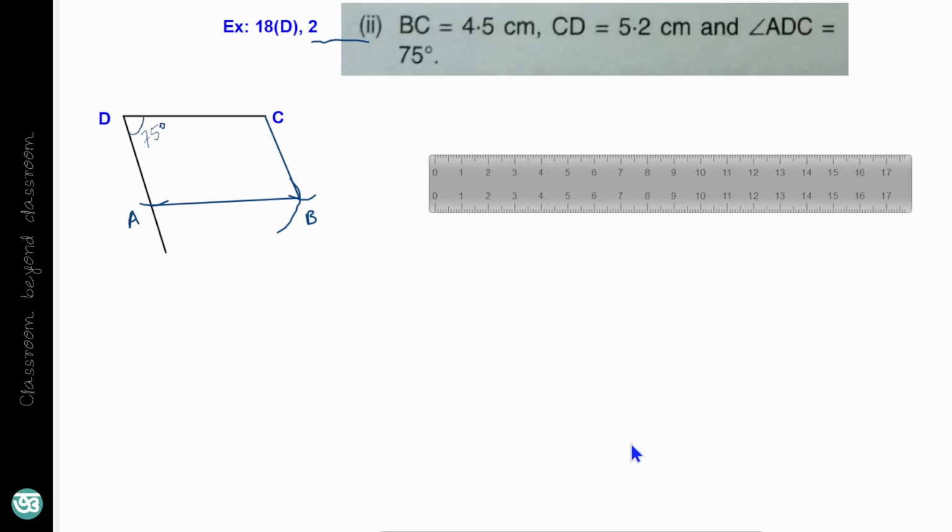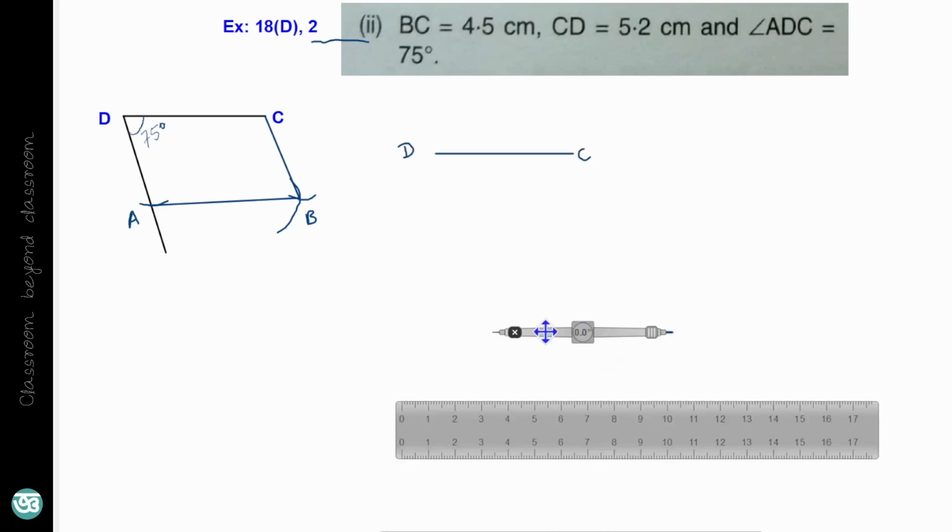First, we'll draw the line DC equal to 5.2 centimeter. Now at point D, we'll construct an angle of 75 degrees. Again, another arc. So this is actually a 60-degree angle, and this is a 120-degree angle. Now we have to bisect this second 60-degree angle, same radius.